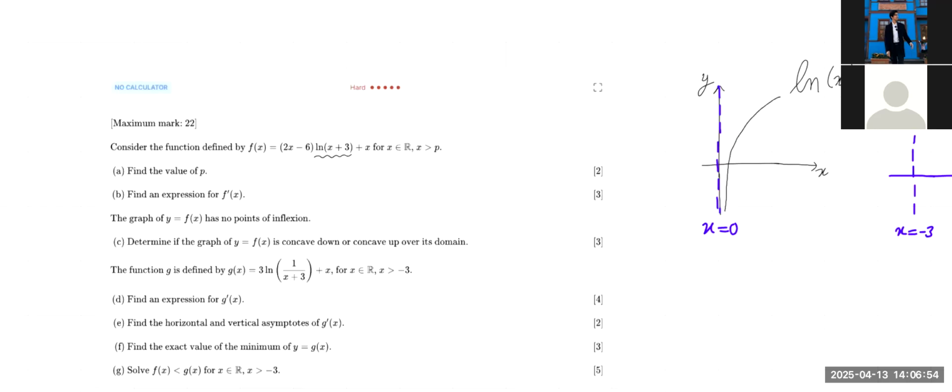Okay, so again, we have a function. It's an algebraic plus logarithmic two factors, and x has to be more than p and all real numbers. The first question is about finding the value of p.